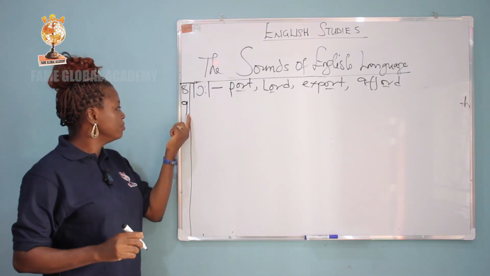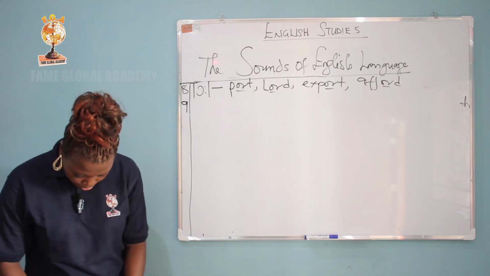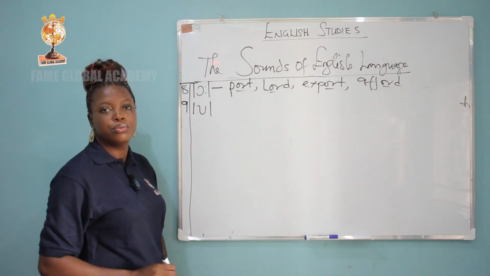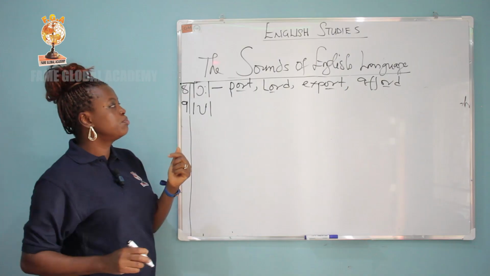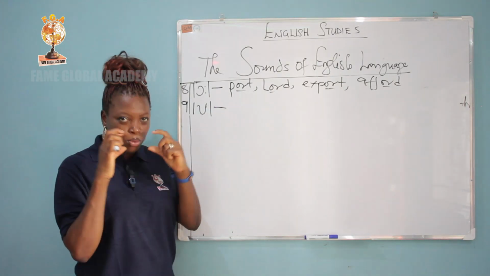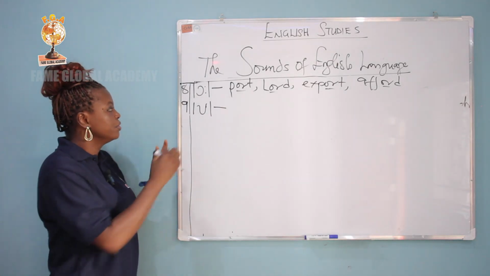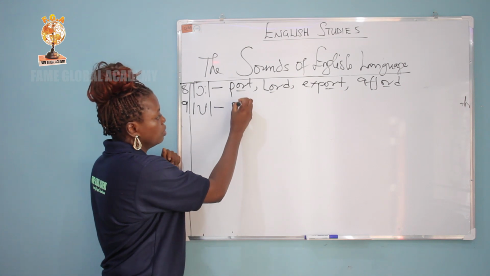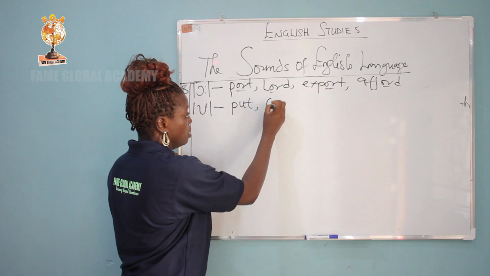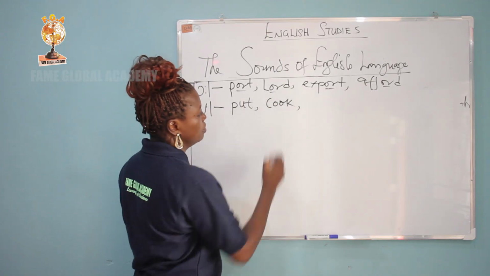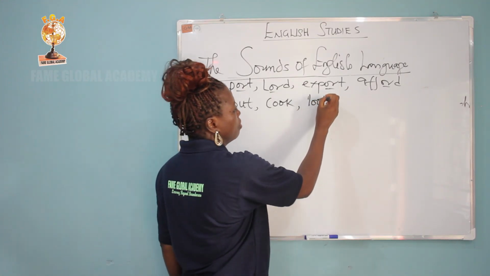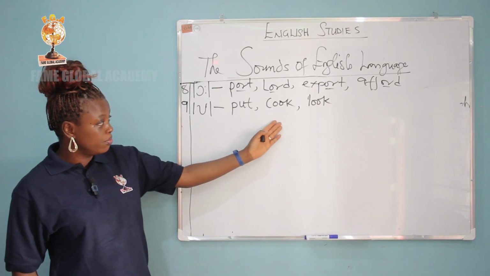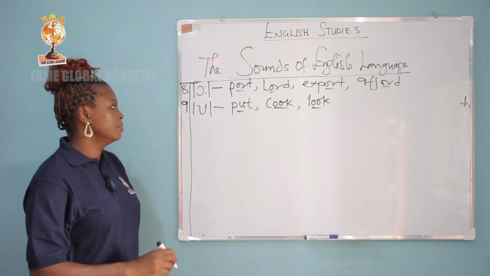The ninth sound is the U sound. The short U sound is pronounced with the rounded lips almost closed and the tip of the tongue. And this is present in words like put, cook, look. Now the sound is present here in each of these words.